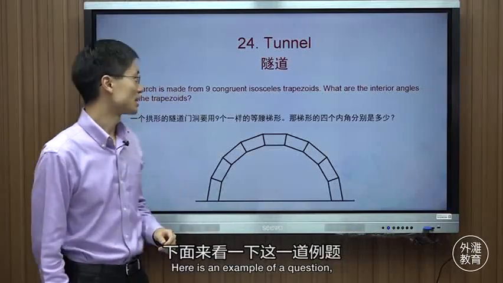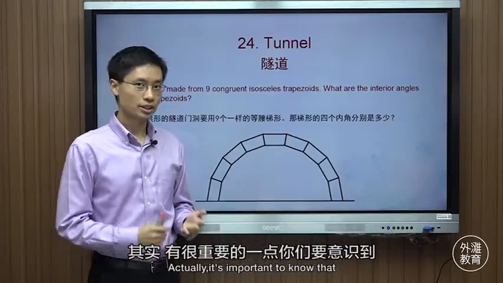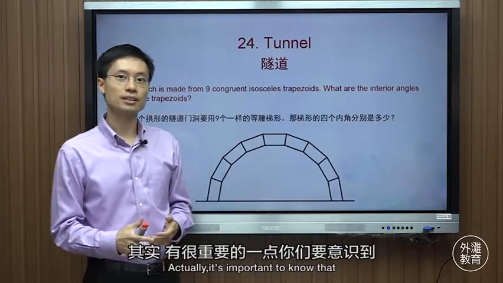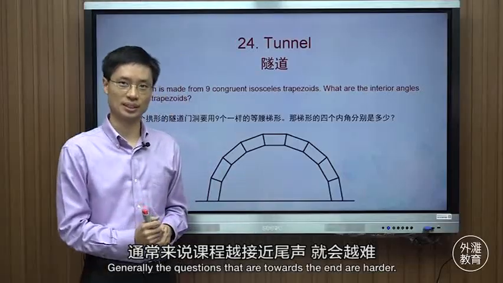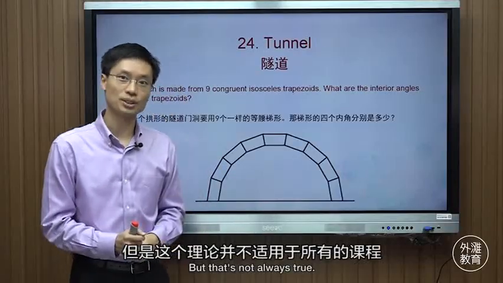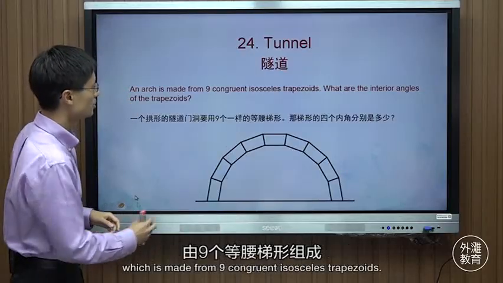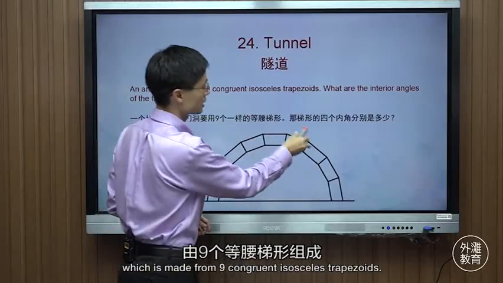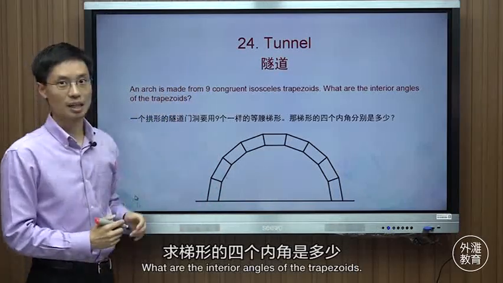Here's an example of a question that's almost to the end of an AMC 10. Actually, it's important to know that if you are looking at an AMC 10, generally the questions towards the end are harder, but that's not always true. For this question, I have an arch made from 9 congruent isosceles trapezoids. What are the interior angles of the trapezoids?